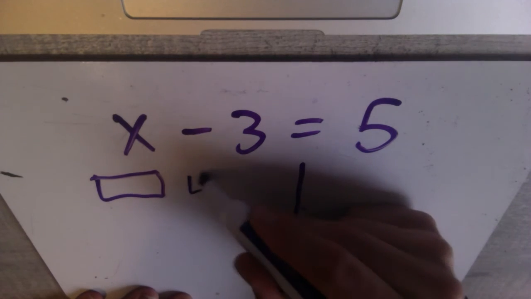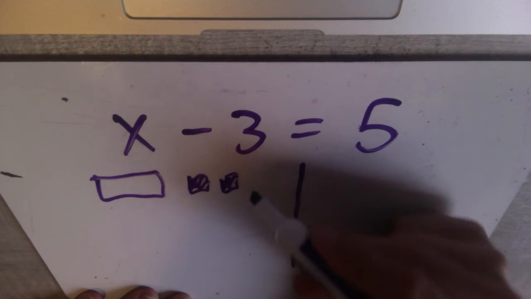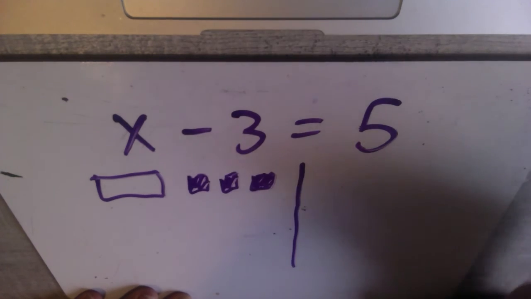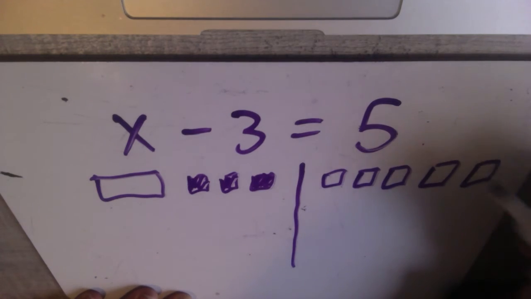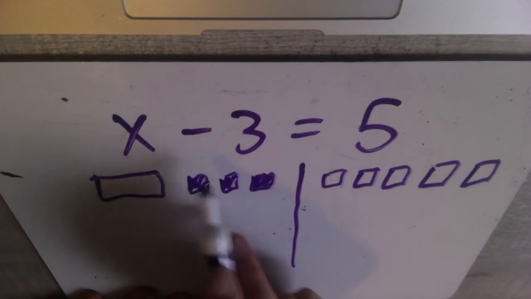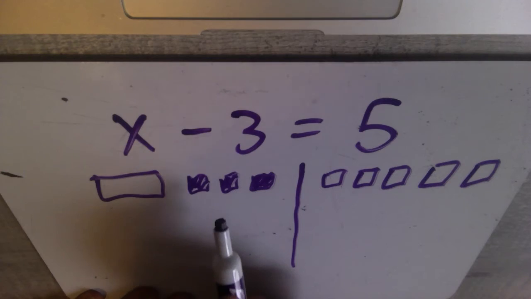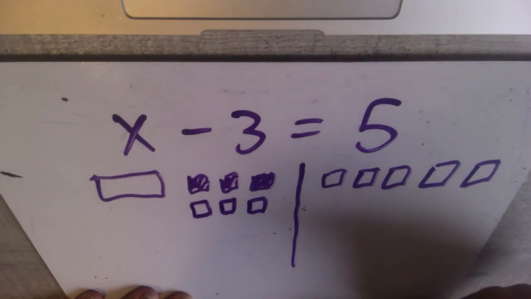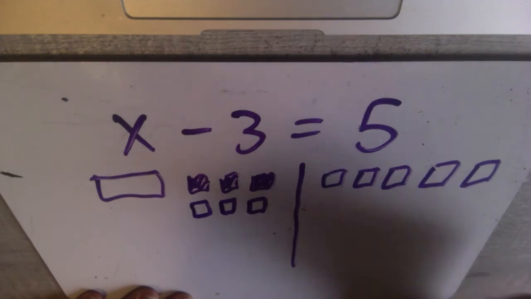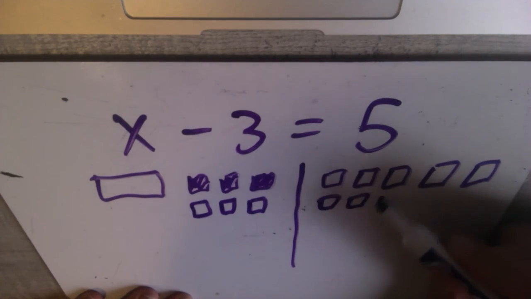This time we have negative 3, so you need to draw negative 3 tiles. Use those tiles that are shaded in. On this right side we have 5 positives. Remember, we need to get rid of what's on the side of the variable first, so we need to get rid of these negative 3. So I'm going to put in positive 3 to get rid of those. If I put in positive 3 on this side, I've got to put positive 3 on the other side.